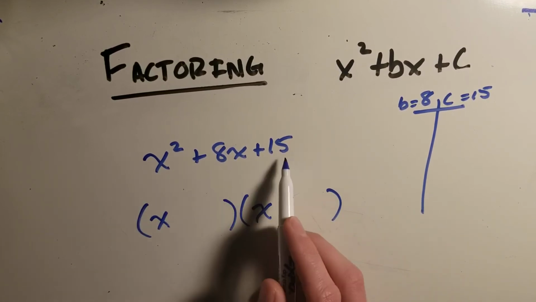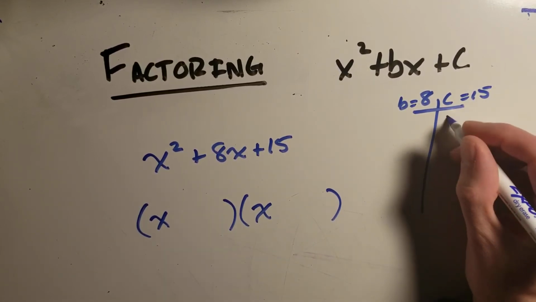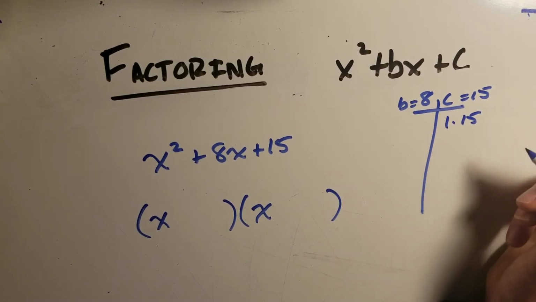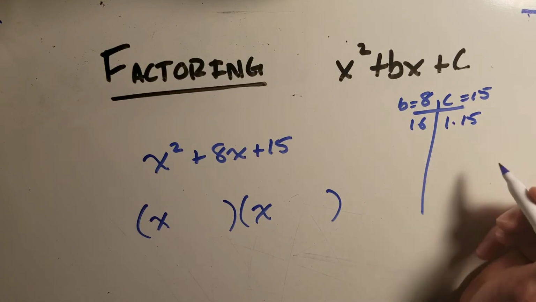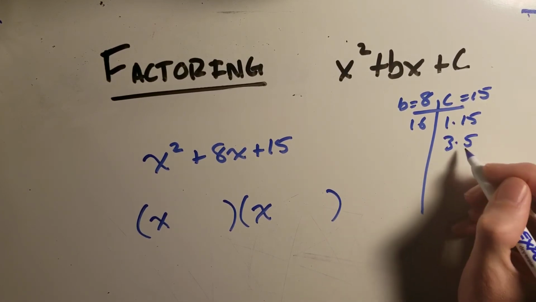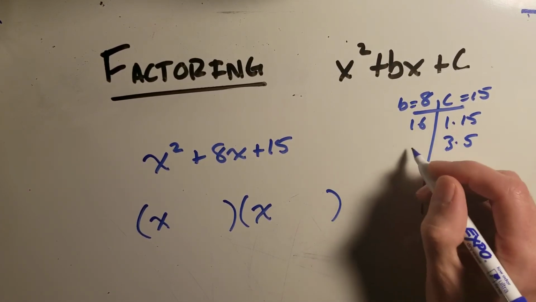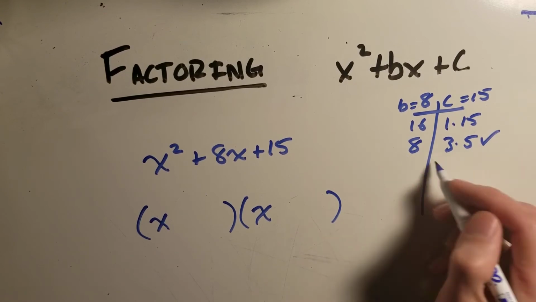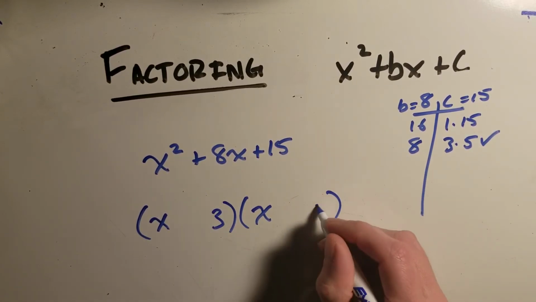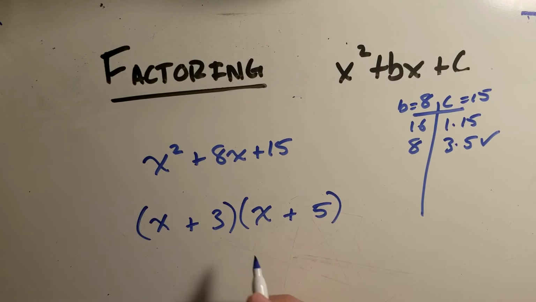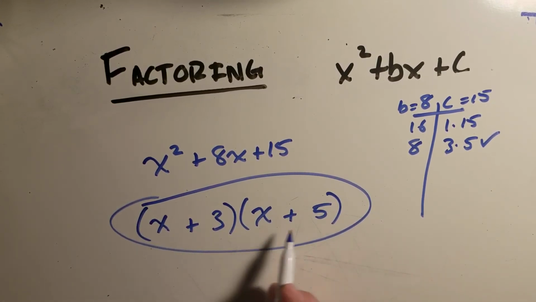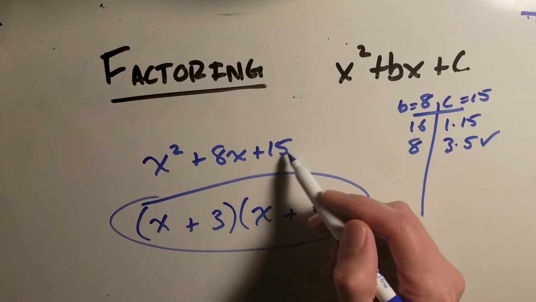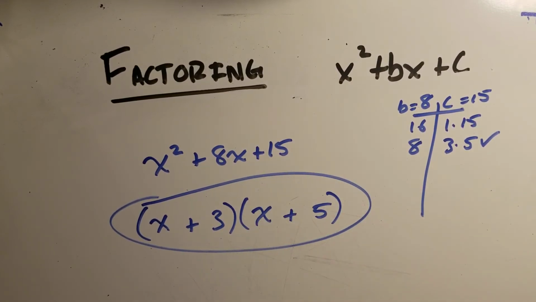So again, our b is 8, our c is 15. What times what is 15? Well, 1 times 15 is 15. You add them together, they equal 16, not 8. So that doesn't work. We have 3 times 5 is 15. You add them together, you equal 8. There's our winner. So you're going to have 3 and 5. Here's your factored form, and we're all done. If you were to FOIL this out, you would end up with this trinomial right here.